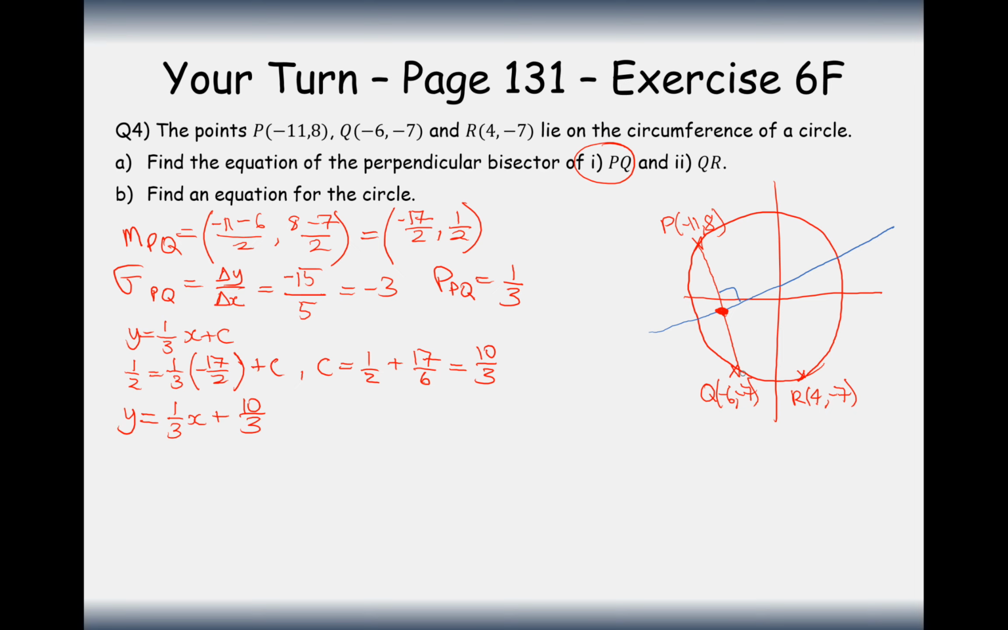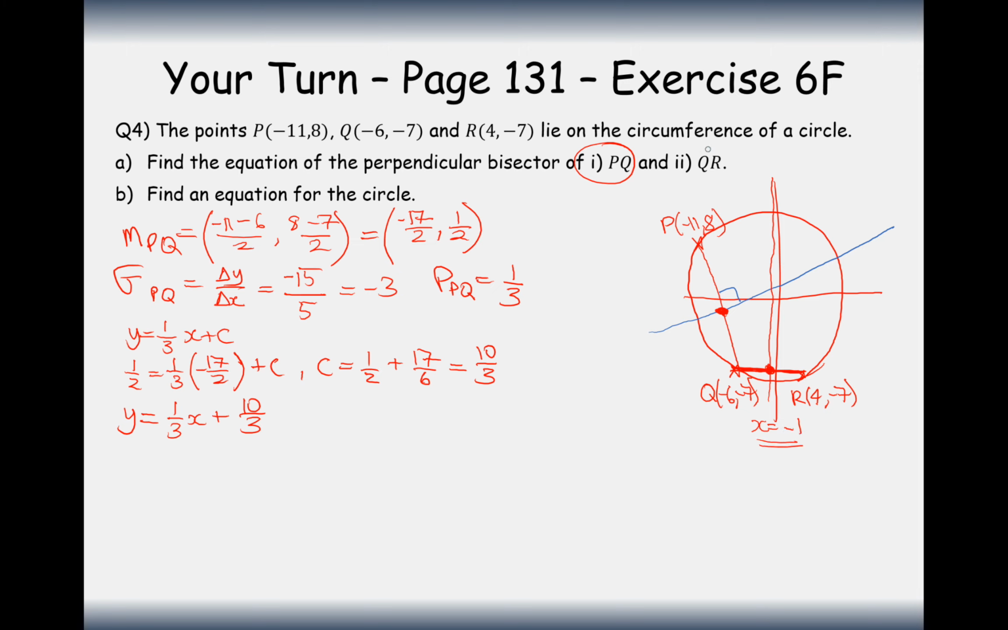The perpendicular bisector of QR now. Now QR is a bit of a different kettle of fish. I know that QR is going to be a flat horizontal line because both y coordinates here are -7. So my perpendicular is just going to be a straight vertical line that goes up at a certain coordinate. So I know it's going to be an x equals equation because it has a certain x value and an ever-changing y value, and it's going to be the midpoint between -6 and 4, which is -1.